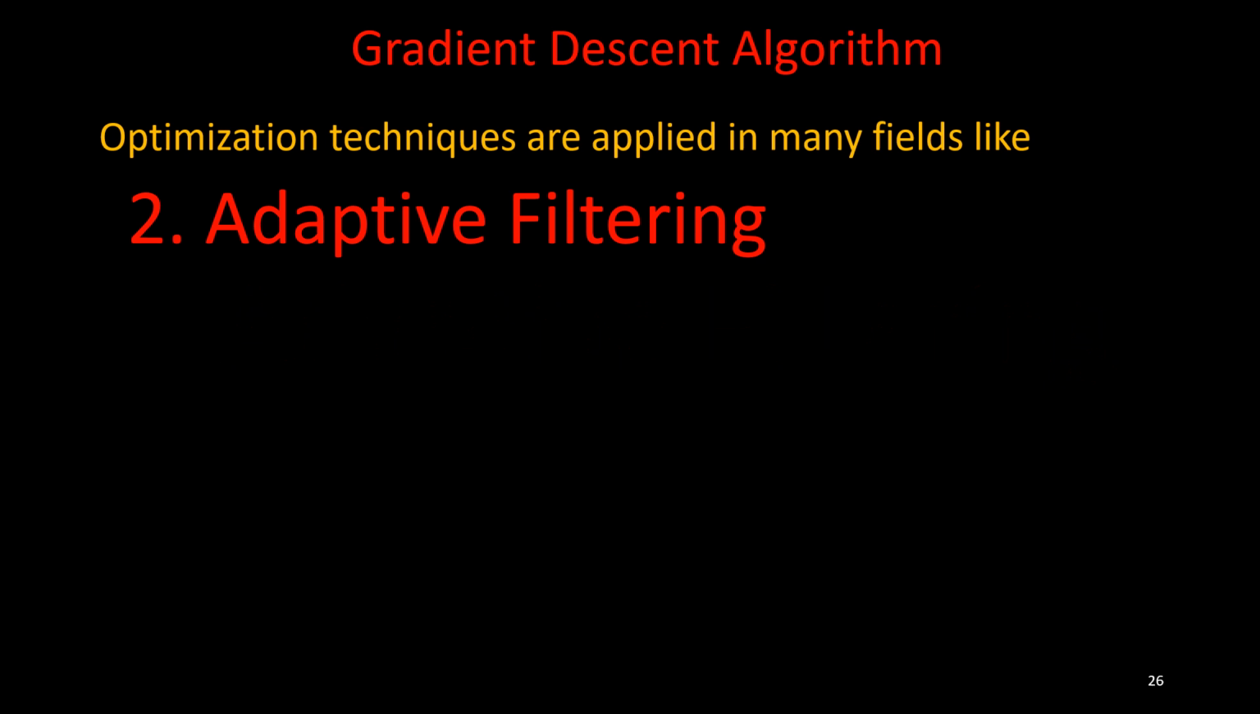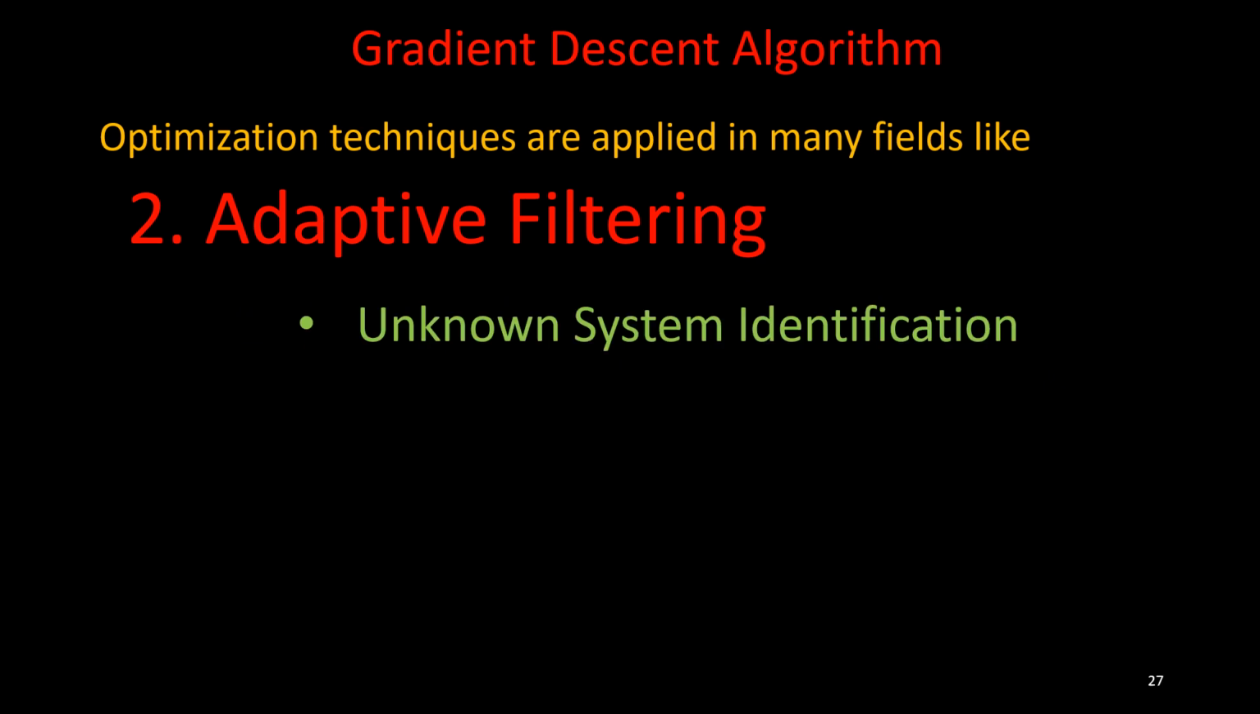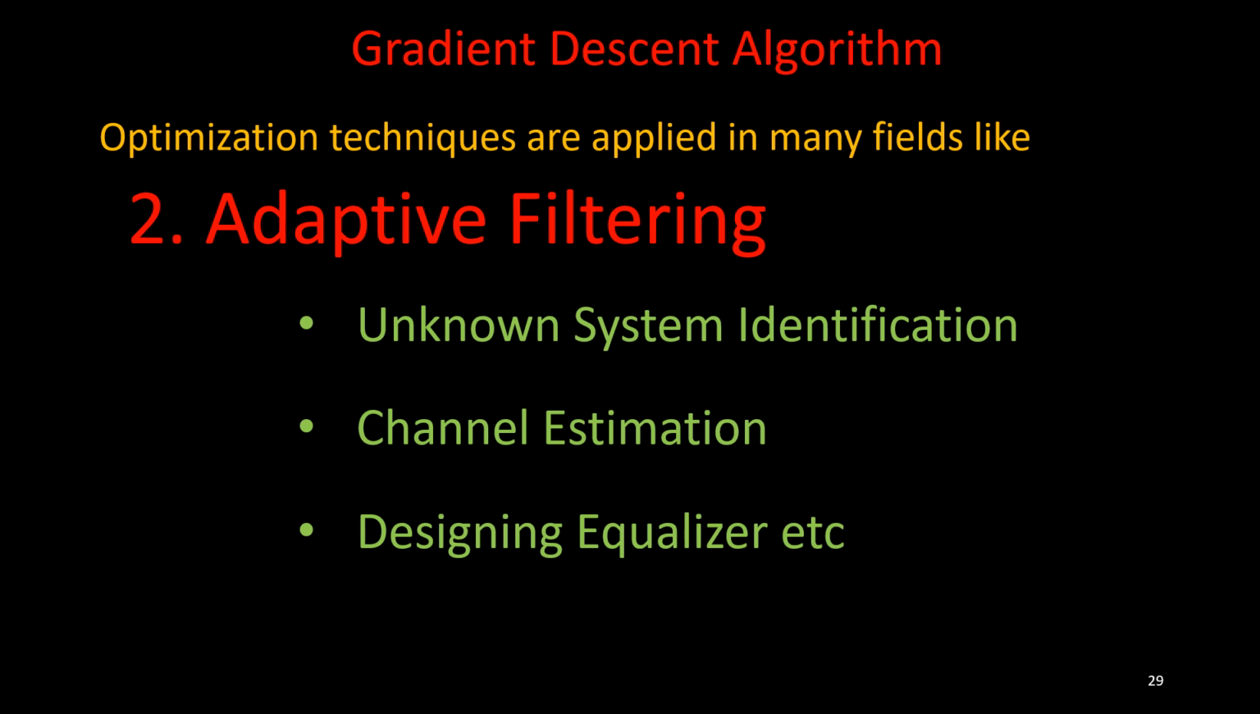In adaptive filtering, you see there are several applications. One is unknown system identification, channel estimation, designing equalizer. So those things we have discussed in our course. So everywhere this gradient descent algorithm concept will be useful. So from this gradient descent algorithm, we'll find some adaptive algorithms for particular applications.